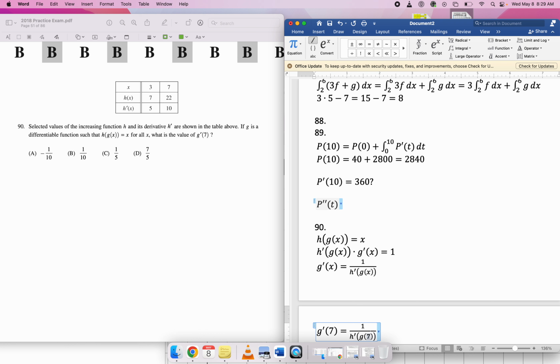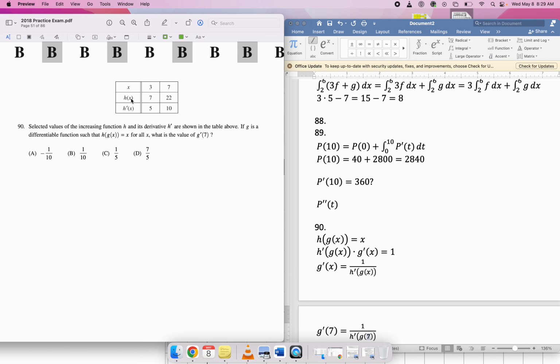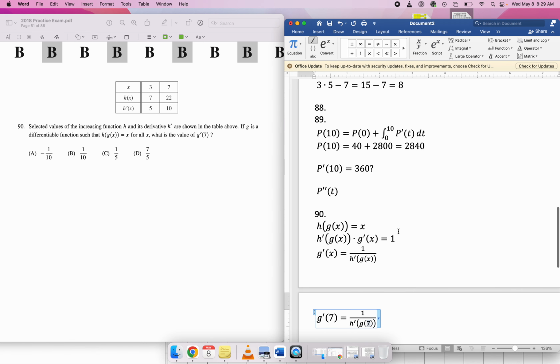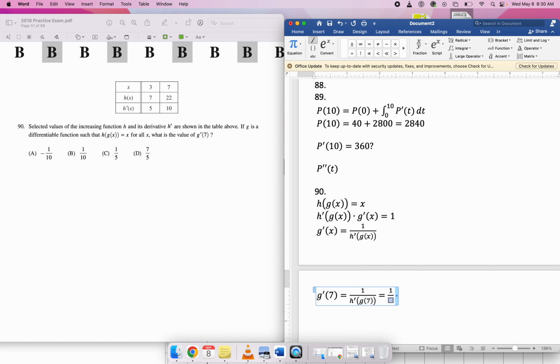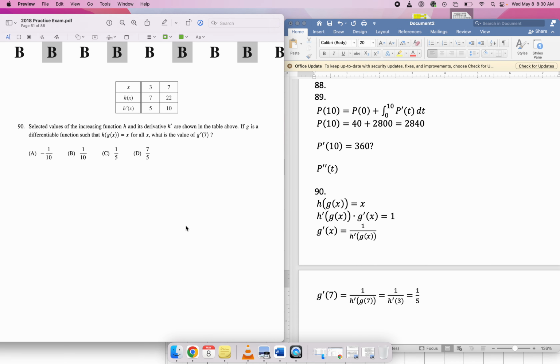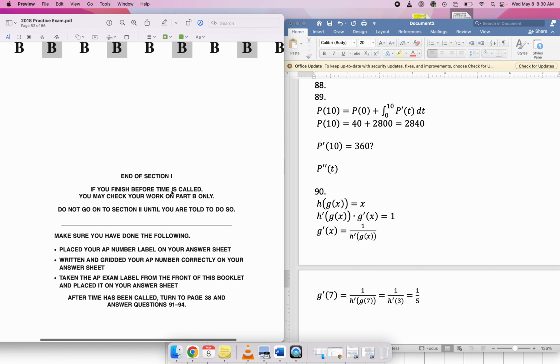Well, what is g of 7? They don't tell you, not directly. But the thing is, g and h are inverse functions, right? I can tell that the function h sends 3 to 7. And since g is the inverse function, it undoes the effects of h. That means that g must send 7 back to 3. So g of 7 must, in fact, be 3. So this is 1 over h prime of 3. And I know what h prime of 3 is. It's 5 from the table, so this is 1/5. So C. Okay, that's it. We're done. Cool.